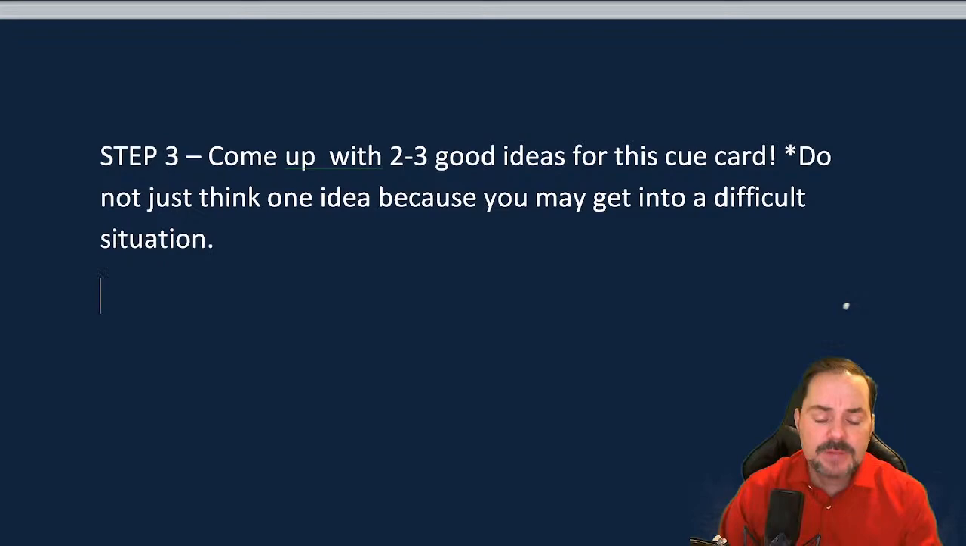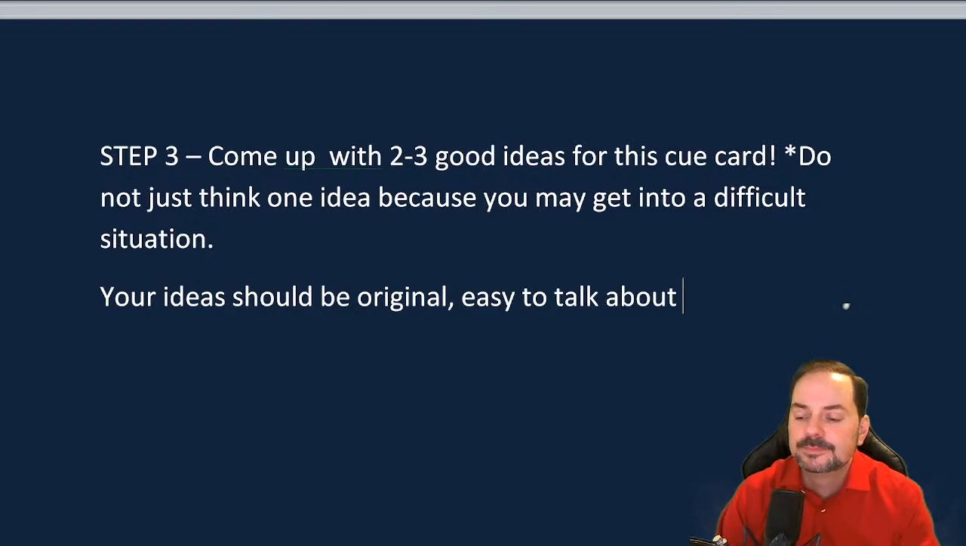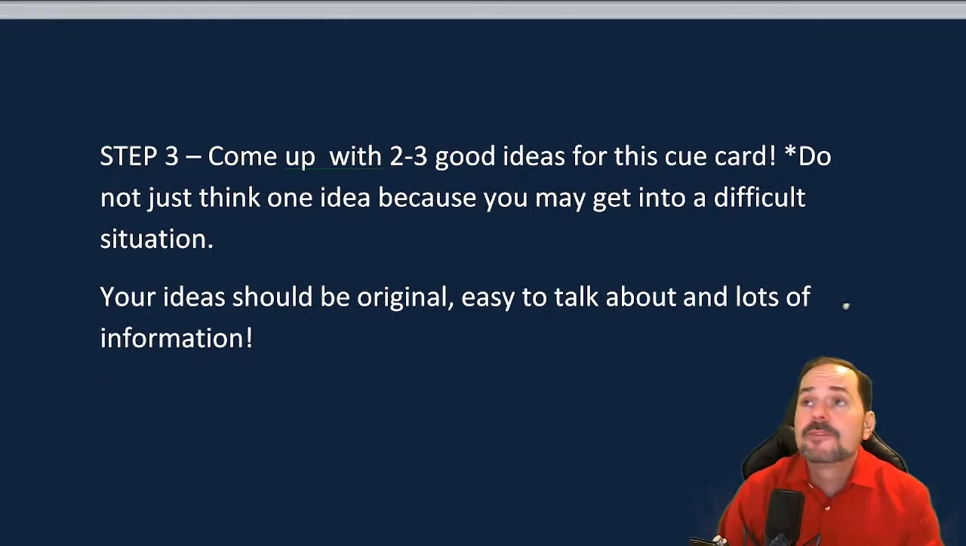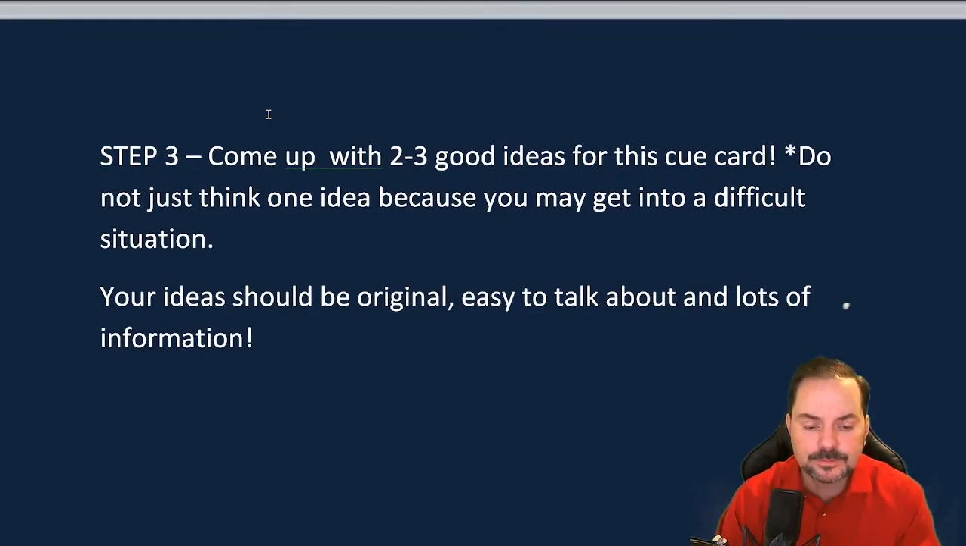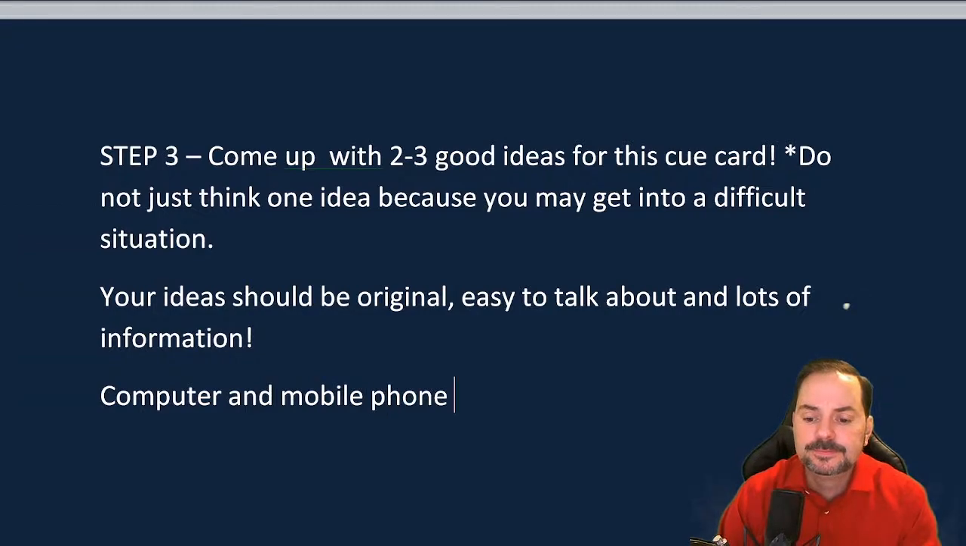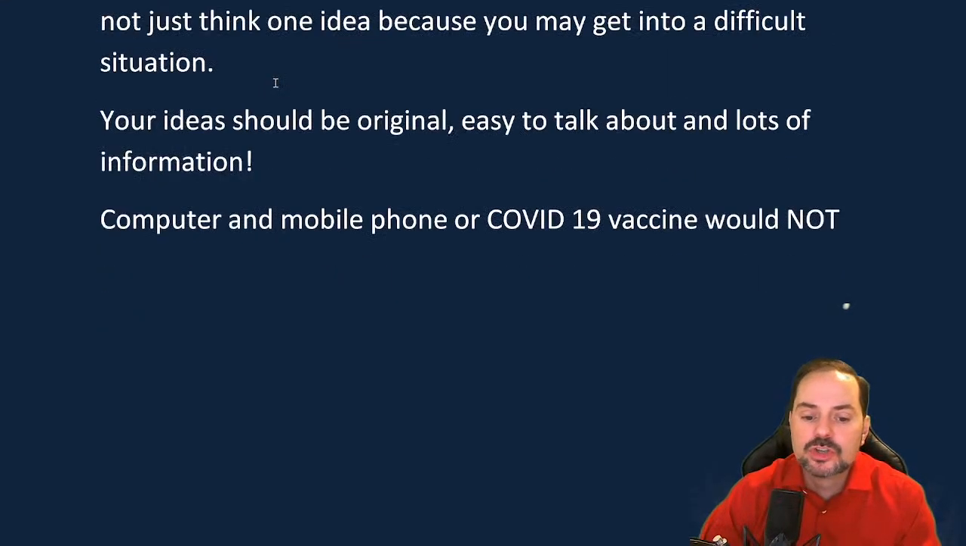Okay, so keep in mind, students, your ideas should be original, easy to talk about, and lots of information. Okay, so for this one, and I know a couple people said mobile phone and computer. So again, the cue card here is talk about an invention. Okay, so computer and mobile phone and even COVID vaccine would not be good choices. Would not be good choices. Why?